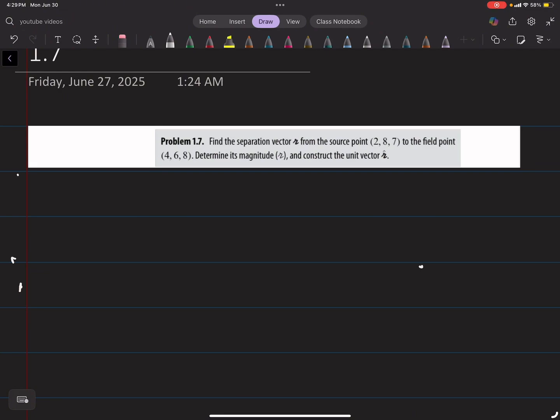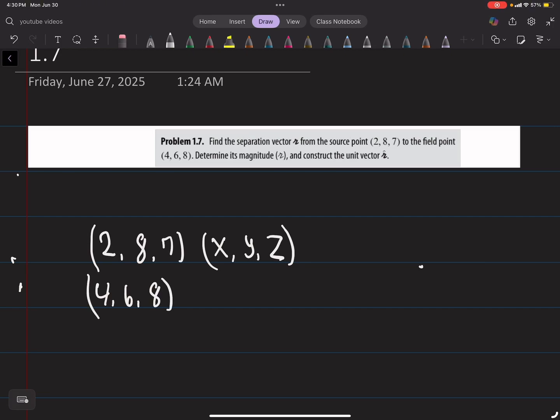So here we have a source point at (2, 8, 7). So this is just our x, our y, and our z. And then we have a field point at (4, 6, 8). Okay?